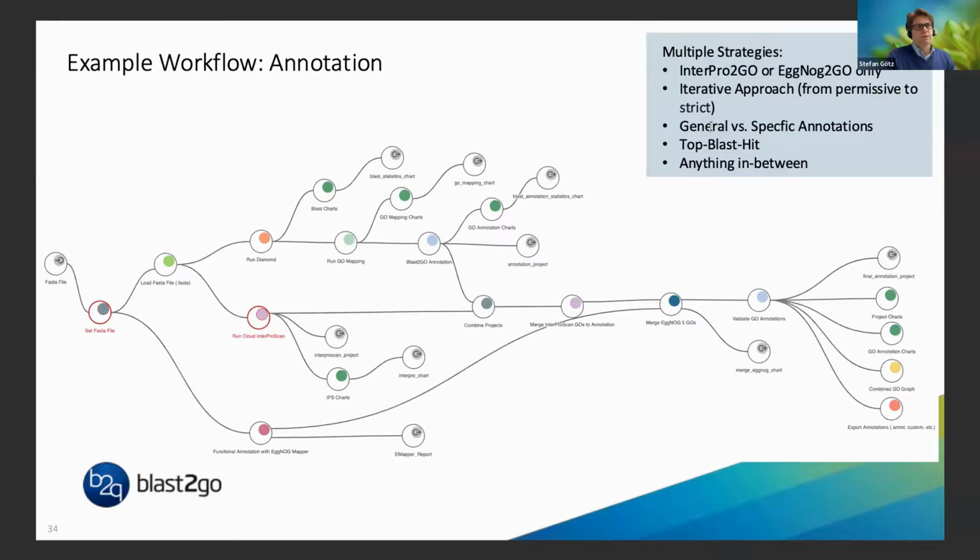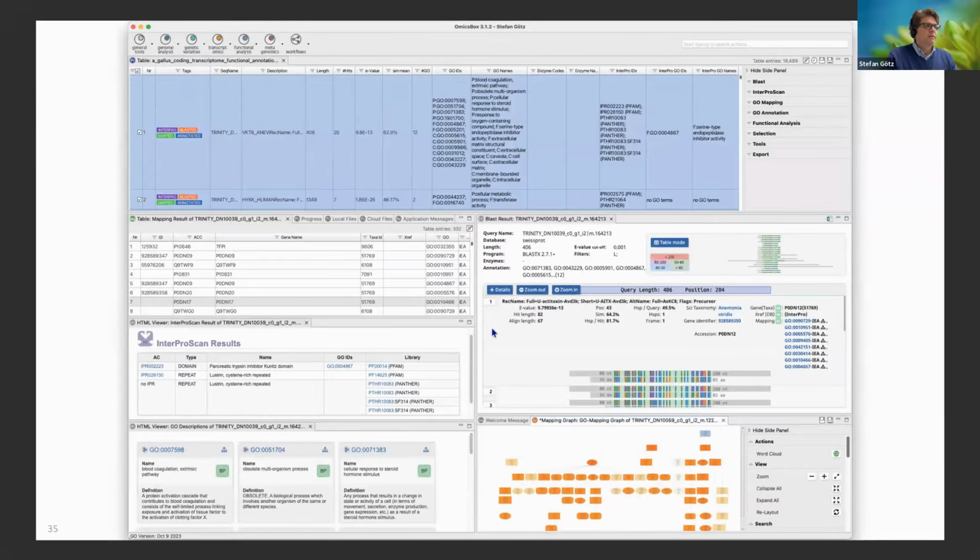So those multiple strategies, they can be used like InterPro only, EggNog only. You have the iterative approach where you go from permissive to more strict, from general to more specific, and anything in between. So there's a lot of different flavors, and it really kind of depends on what you want to achieve in terms of coverage or sensitivity or precision as well, maybe. So here's a lot of things you can explore. That's how OmicsBox looks like, and we will see in a second.